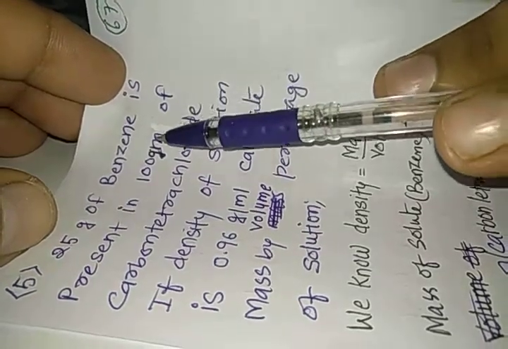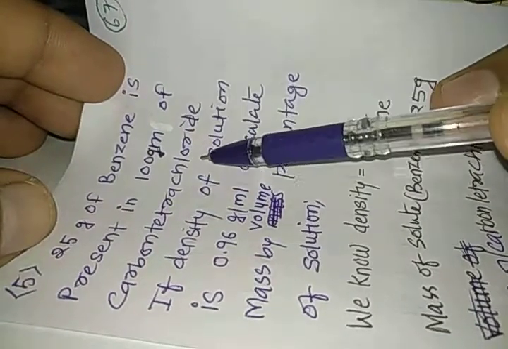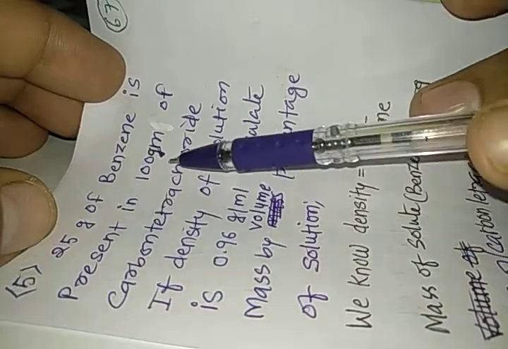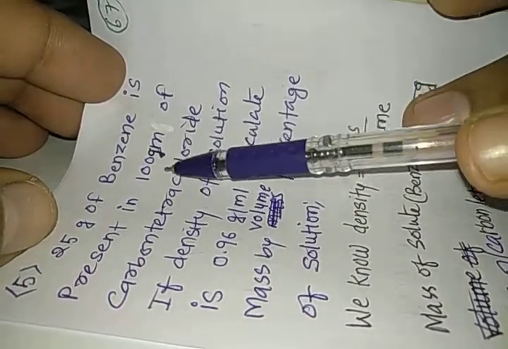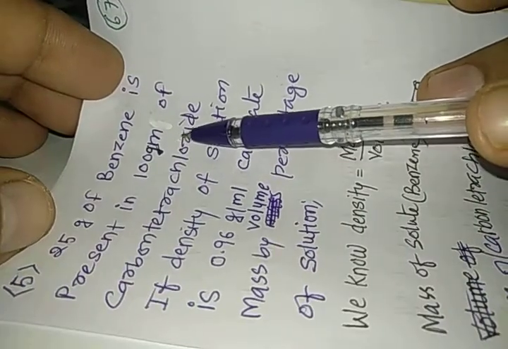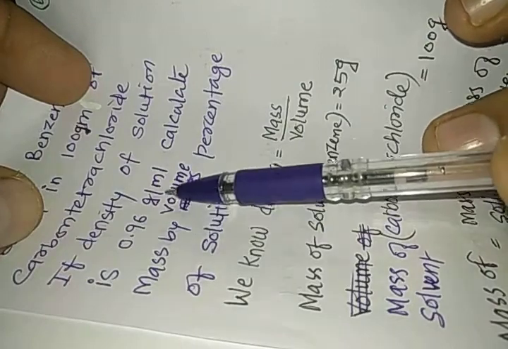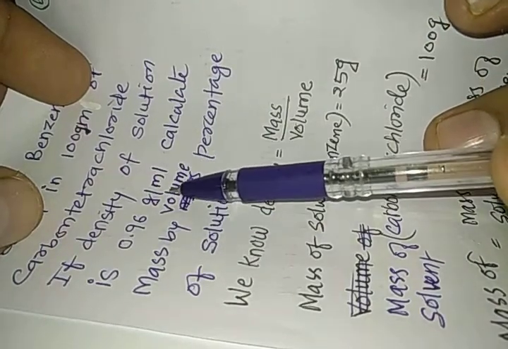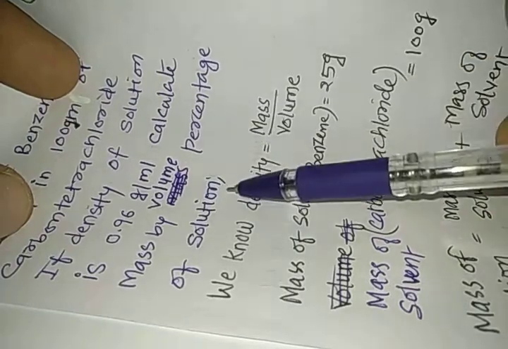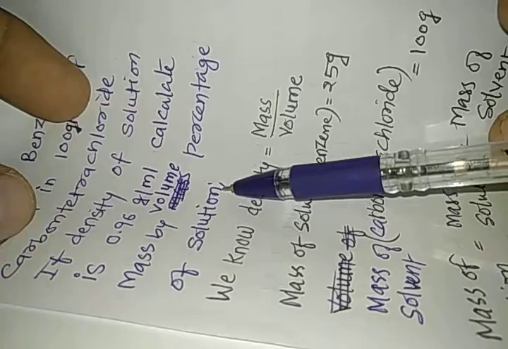Let me read the question for you. 25 gram of benzene is present in 100 gram of carbon tetrachloride. You can see here benzene is 25 gram and carbon tetrachloride is 100 gram. So benzene is the solute and carbon tetrachloride is the solvent. If the density of solution is 0.96 gram per ml, that means we are given the density. Calculate the mass by volume percentage of solution, and we are asked to calculate the mass by volume percentage of solution.